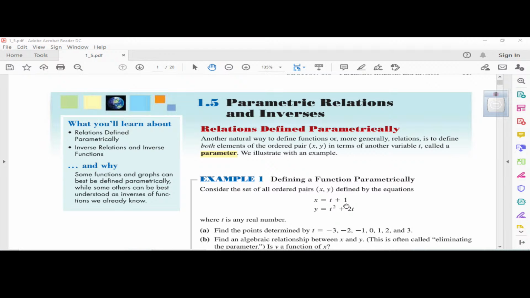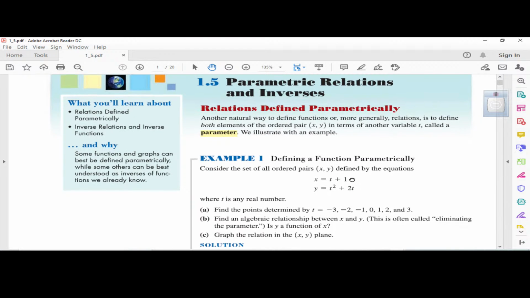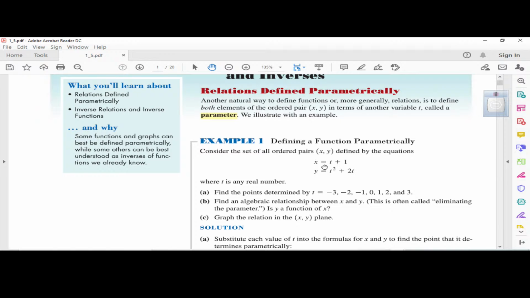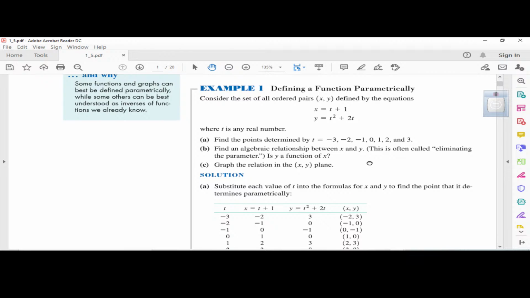First things first, we're given here two functions: X equals T plus 1, Y equals T squared plus 2T. The first thing they want to ask you is to construct a table that has some T values, some X's, some Y's, and then finally some X and Y pairs. And they suggest values to you.